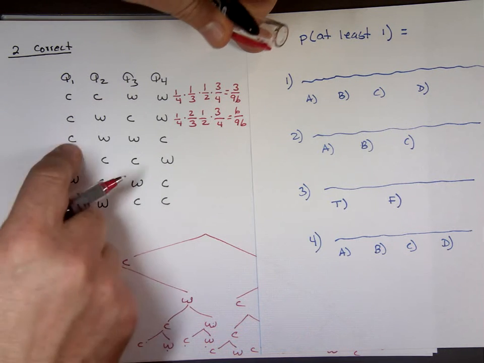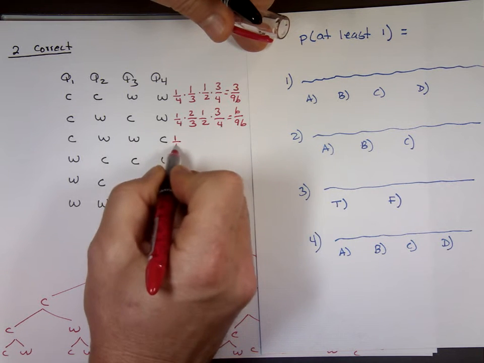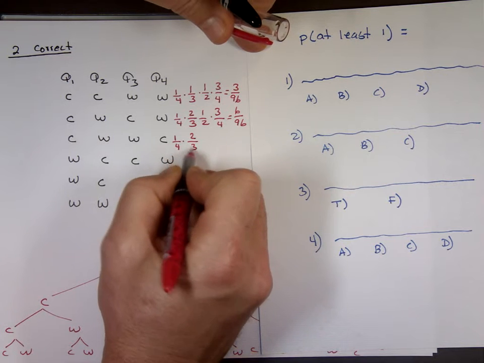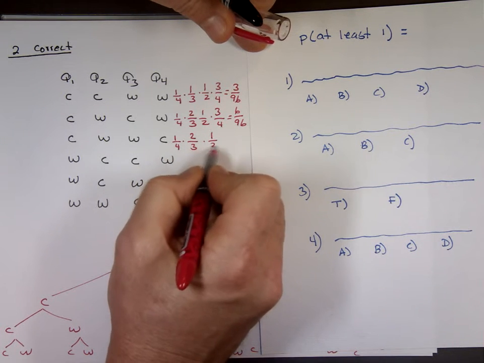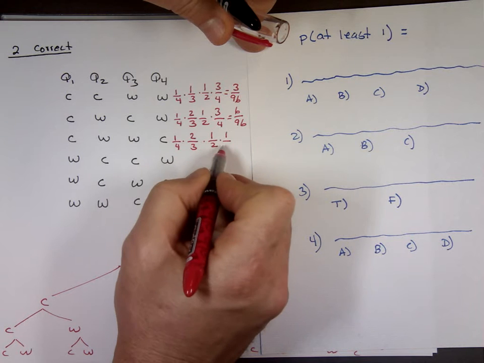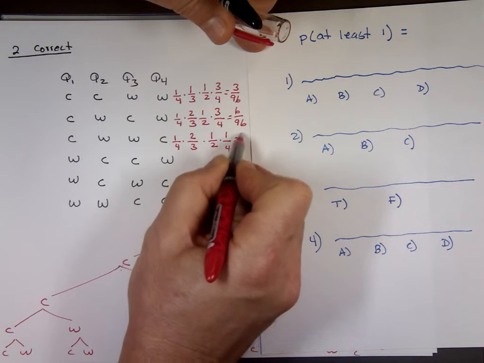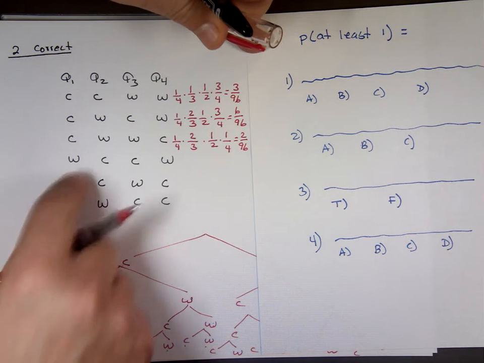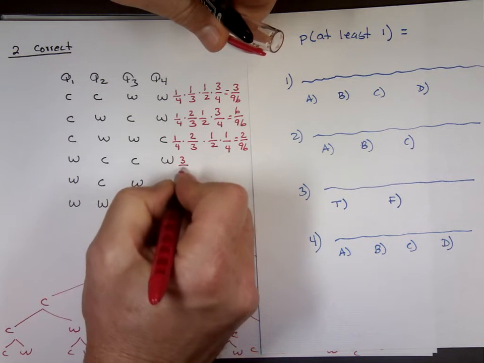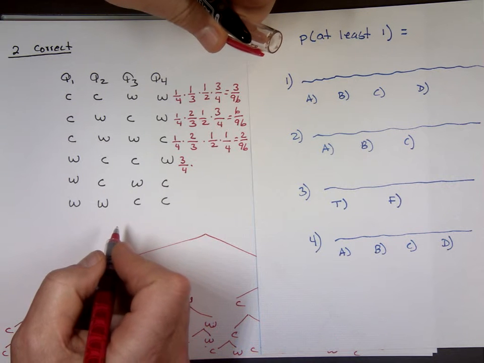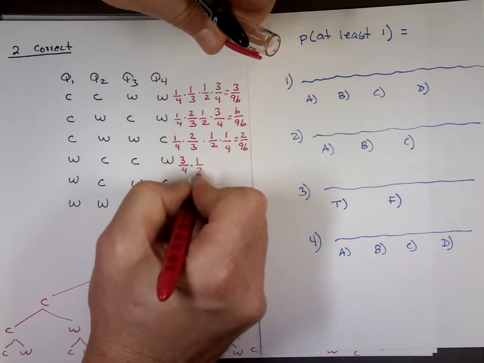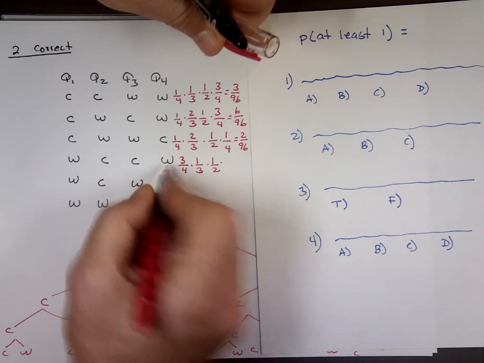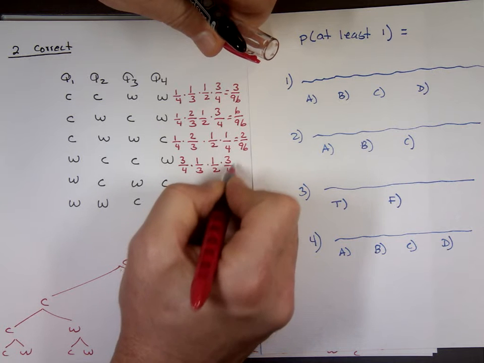First one is correct, 1 out of 4. Second one is wrong, 2 out of 3. Third one is wrong, 1 out of 2. The last one is correct, 1 out of 4. 2 over 96. First one is wrong, 3 out of 4. Second one is correct, 1 out of 3. Third one is correct, 1 out of 2. The last one is wrong. Is that 3 out of 4? 9 out of 96.